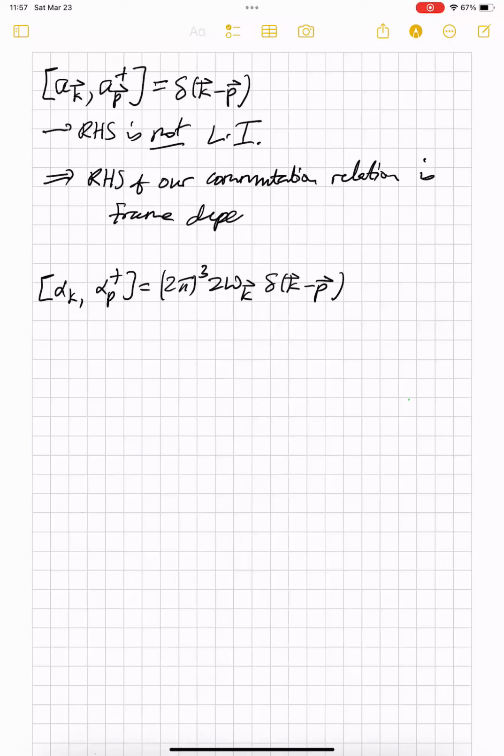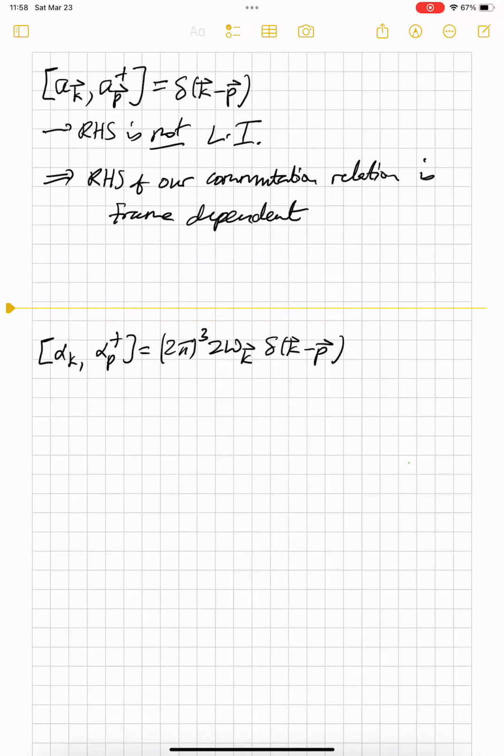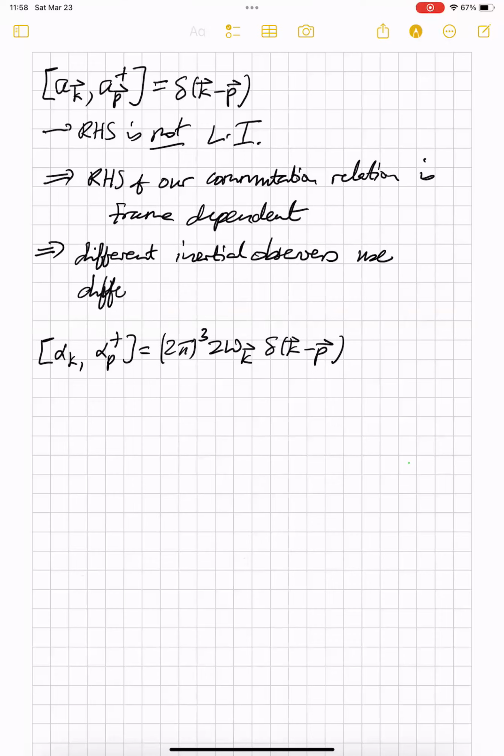Now, of course, this commutator relation is the equation that we use to solve for what the oscillators are. If the right-hand side is changing in different frames, it means the oscillators that we use depend on the frame that we're in. So this means different inertial observers, observers in different frames, use different oscillators.